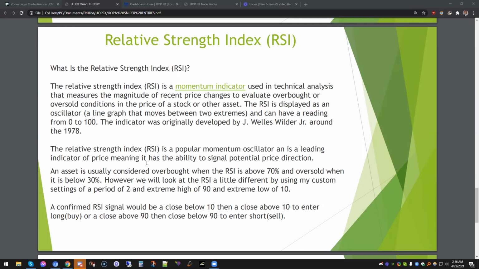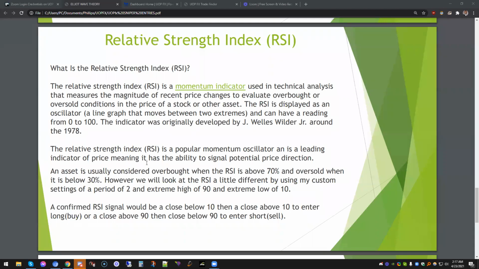Now, 70 and 30 is the traditional way of looking at it. And I use 70 and 30, yes, but I find that when you use the RSI with the extreme at 90, and that's the extreme high at 90 and the extreme low at 10, you would be getting a much better reaction from the RSI. Well, should I say from the price?